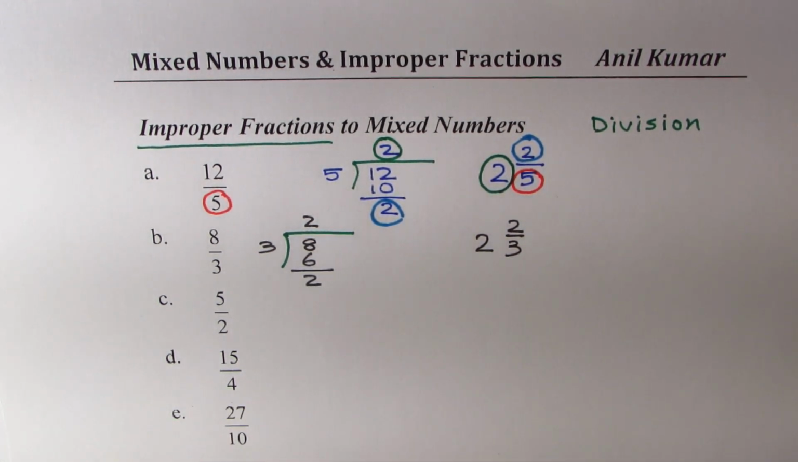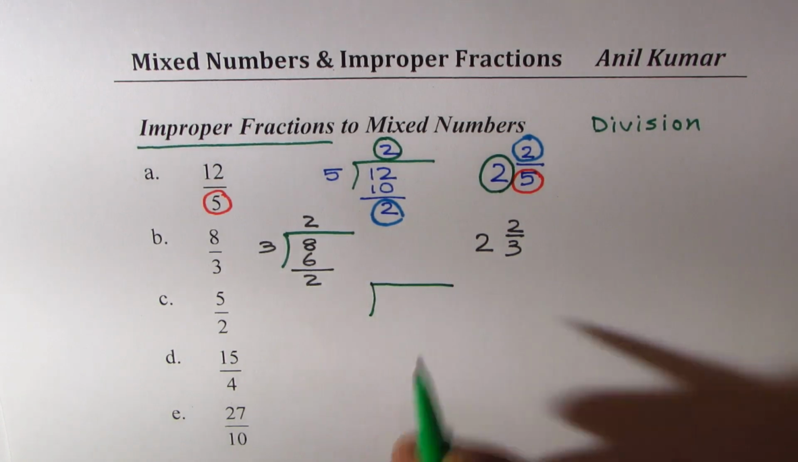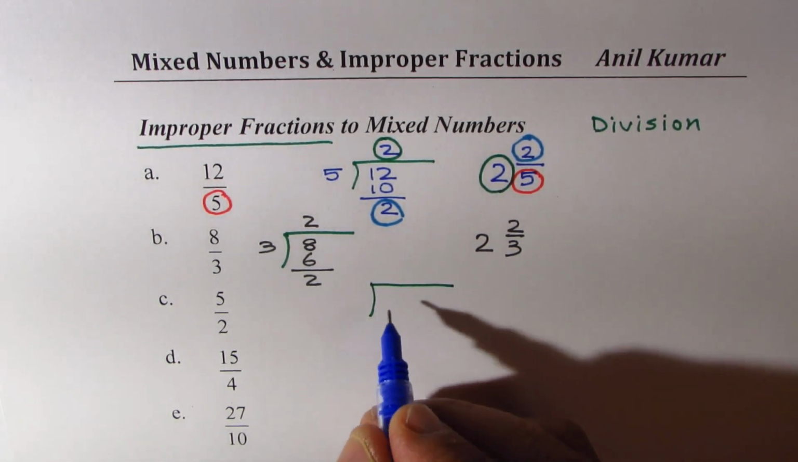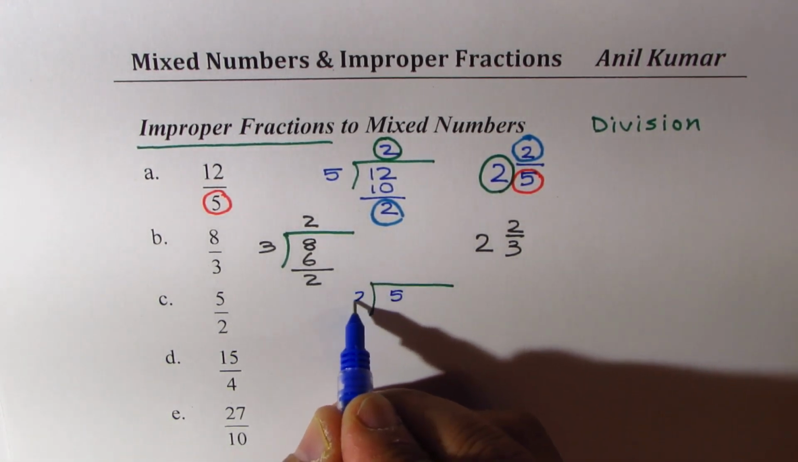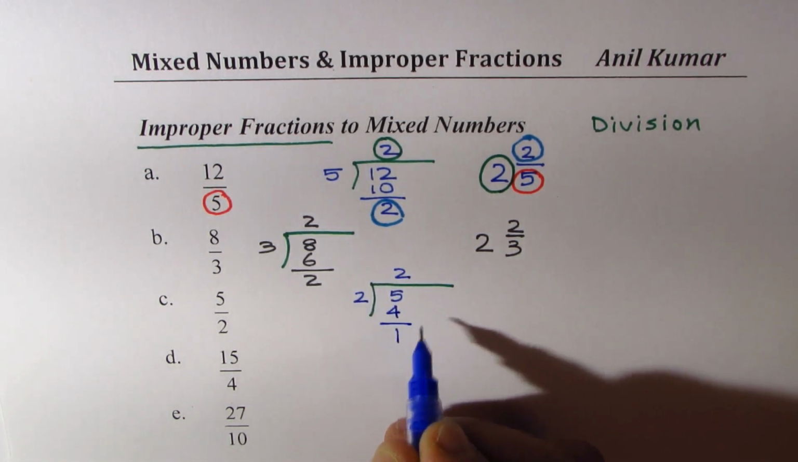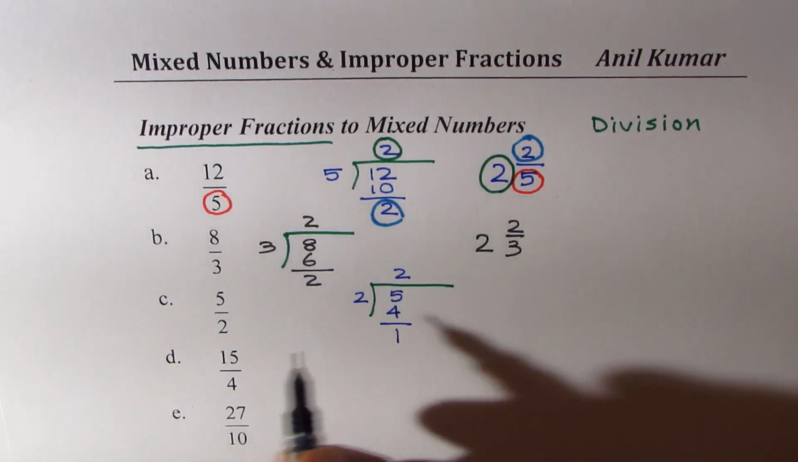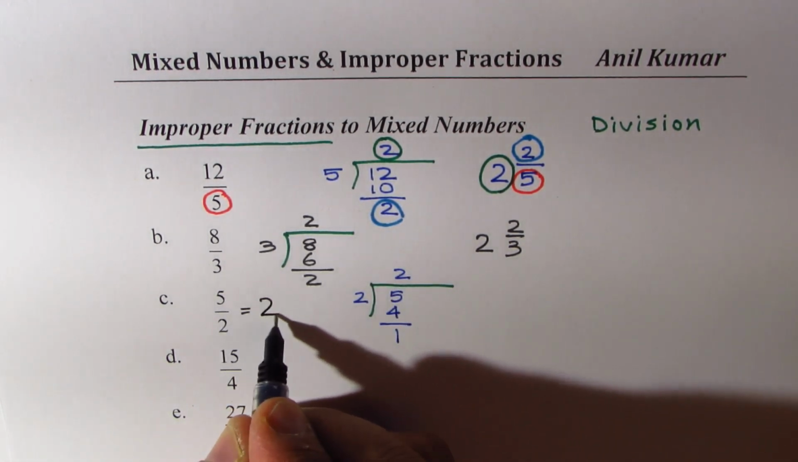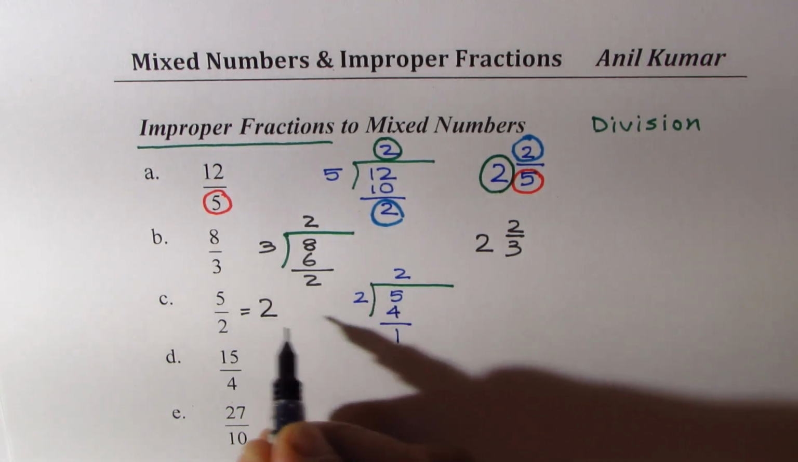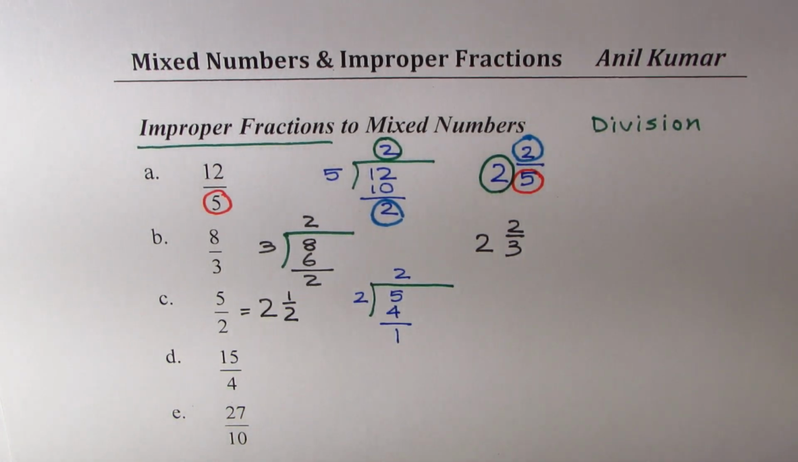Okay, let's do the next one, which is 5 over 2. Okay, so let's do it here. 5 over 2 means you have to divide 5 by 2. You get 2 times 2 as 4. Remainder is 1. How should I write it? Well, I should write it 2 wholes. This means 2 wholes. 1 remainder, 1 half. Does it make sense to you?